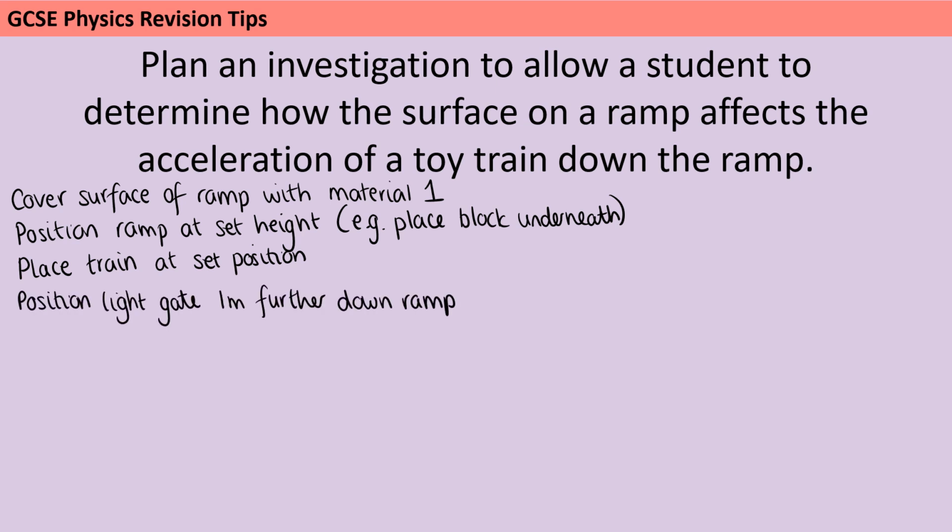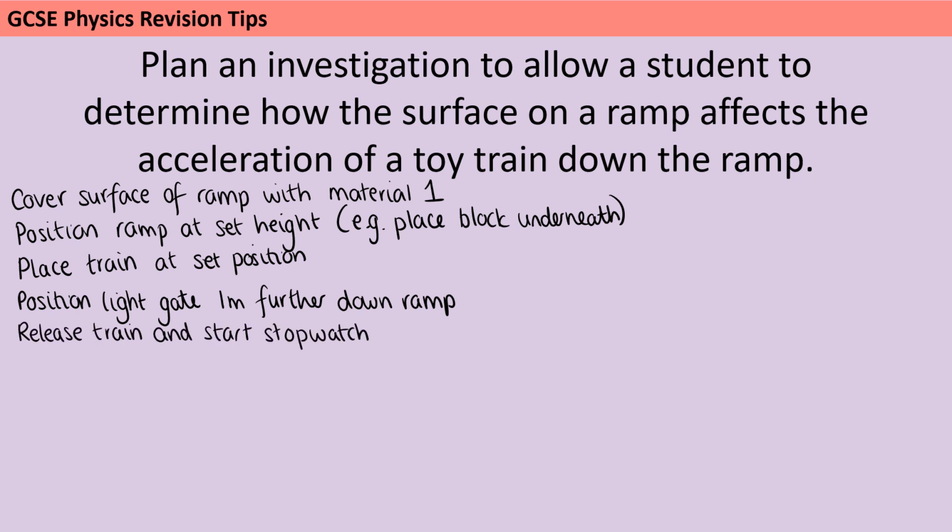So then I'm going to have my light gate 1 metre further down the ramp. Now the fact that it's exactly 1 metre is not the important thing. The important thing is that I've identified a distance I want it to be. So the train is always going from the same position and it's always got the same distance to travel before it gets to that light gate.